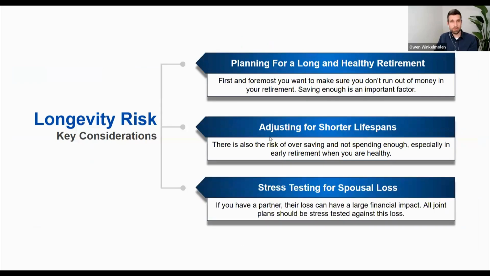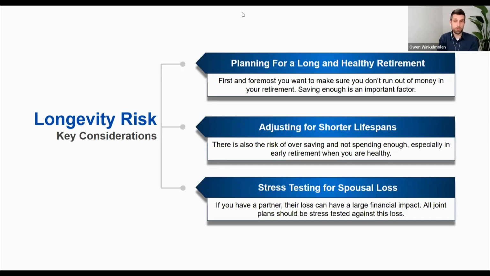And when we think about longevity risk, there's a couple things to highlight. By default, again, we are planning for a long and healthy retirement. So on the platform, you'll notice that we are typically by default looking at age 95 or longer. We can always shorten that life expectancy using the AI strategies. But by default, we do want to make sure we don't run out of money late in retirement. So saving enough, understanding spending, that's an important piece of dealing with longevity risk.